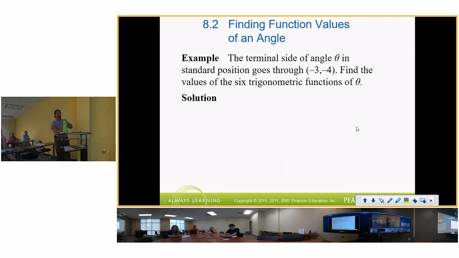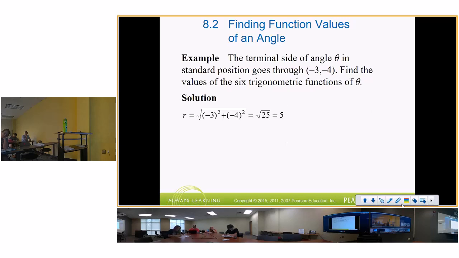The terminal side of an angle in standard position goes through -3, -4. Find the value of the 6 trigonometric functions. I don't care about the 6, give me the 3, because if you can do the 3, you can do the 6. So first thing you need to do is plot the point. So plot the point -3, -4.